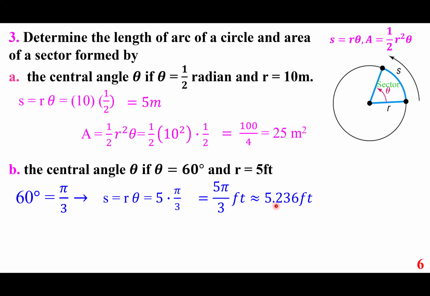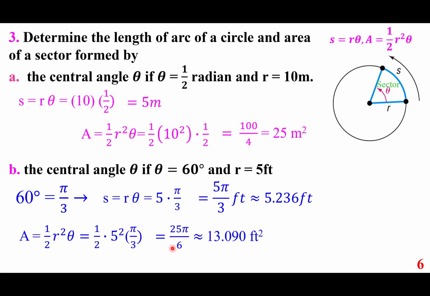Area, we do the same thing, half of r squared theta, and of course, theta is pi over 3. Clearly, this is 25 pi over 6. Again, this is an exact answer, everybody. Get in the habit of always writing the exact answer and then a rough estimate depending on how many decimals, 13.090 square feet. That would be the answer.